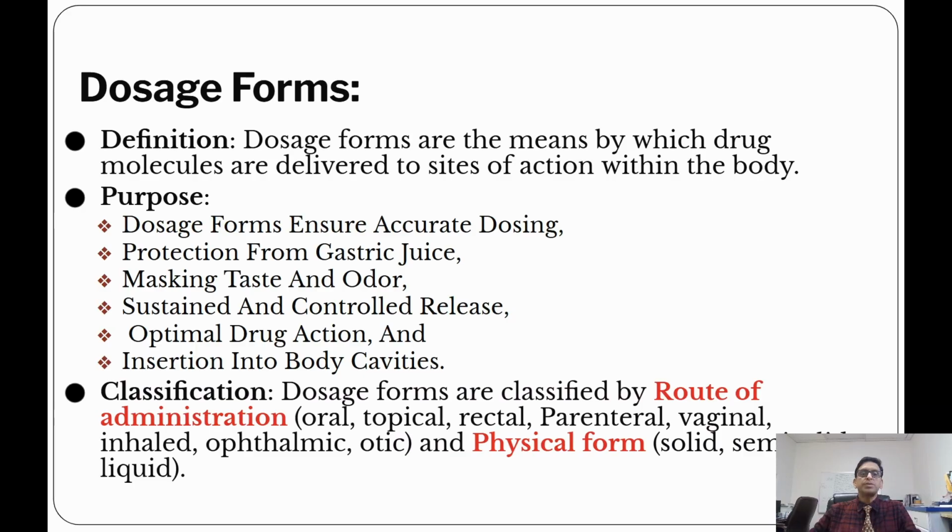What is the purpose of this dosage form? The purpose is to accurately deliver and dose the drug, and to protect it from the gastric juice. The drug or API has to be protected from the gastric environment, with masking of the taste and odor of the drug. A sustained, controlled or delayed drug release profile can be achieved by modifying or designing a dosage form. Similarly, optimal drug action is increased by designing a suitable dosage form.